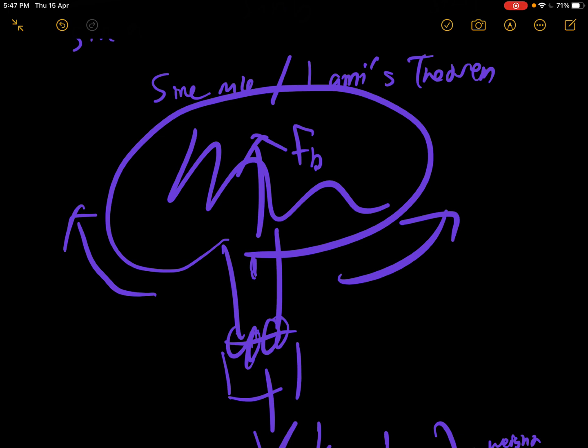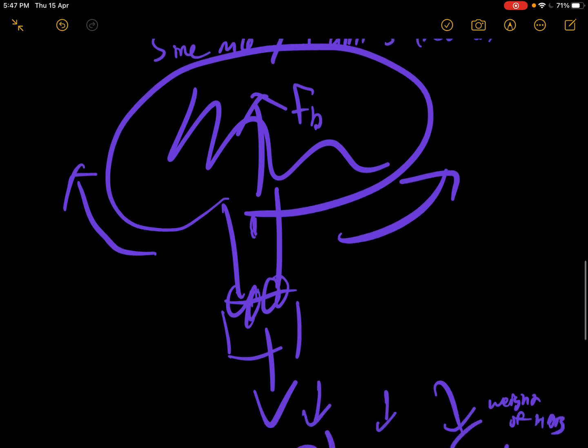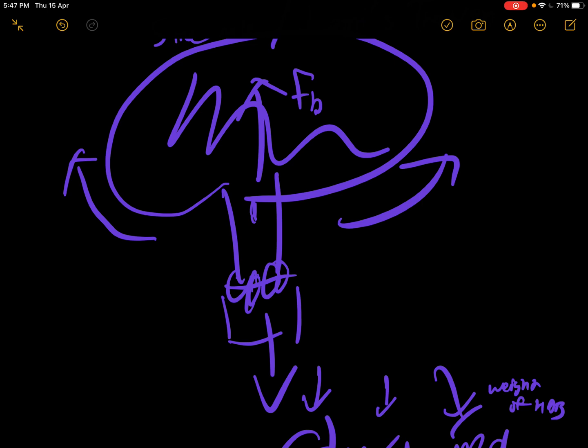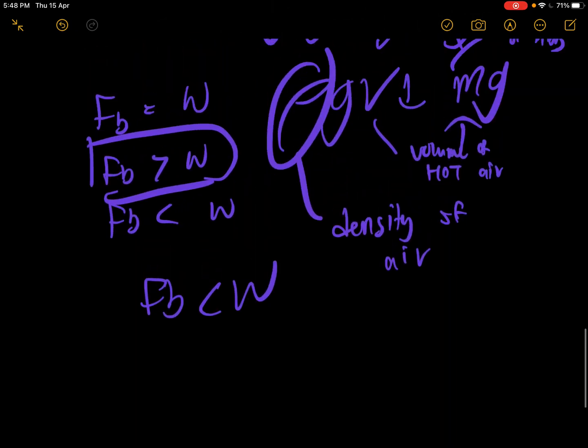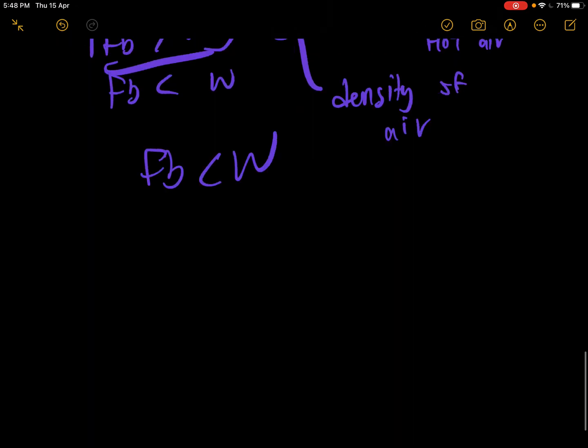Okay, so the two factors that affect whether the hot air balloon floats, stays in equilibrium, or sinks back down are, number one, the weight, which is affected by the sandbags. Number two, the volume of hot air inside the balloon. Because if the volume of hot air inside the balloon decreases, then the buoyant force also decreases.